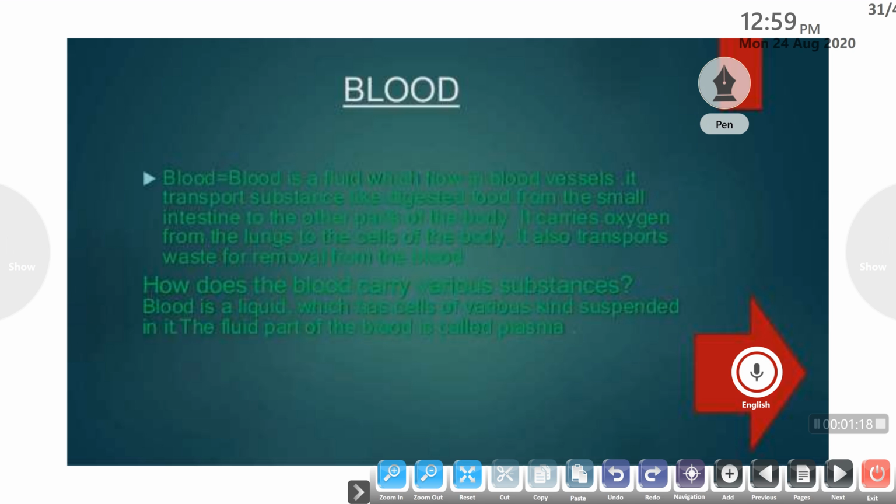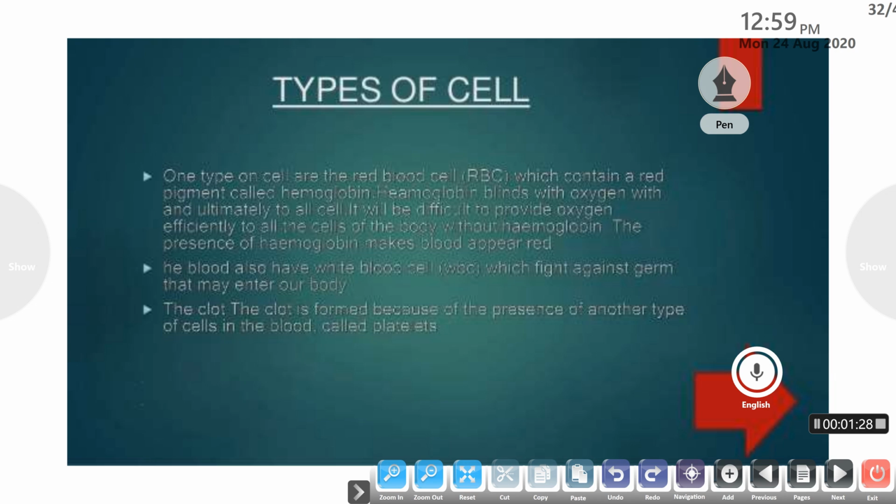Blood is generally a liquid which has different types of cells suspended in it. So the blood basically has three types of cells. The one type of blood cell are the red blood cells, that is RBCs, which contain a red pigment called hemoglobin. Hemoglobin binds with the oxygen present in our blood and carries it ultimately to the cells. It will be difficult to provide oxygen efficiently to all the cells of the body without the hemoglobin. So the presence of hemoglobin makes the blood appear red in color. This is the one type of cell that is present in our blood, that is RBCs.